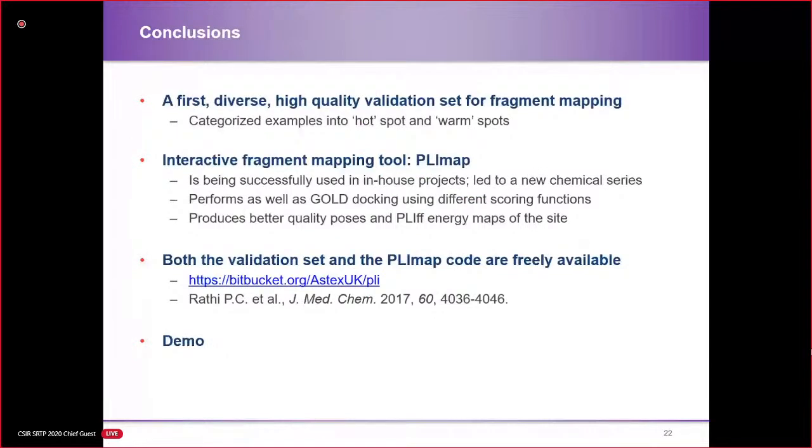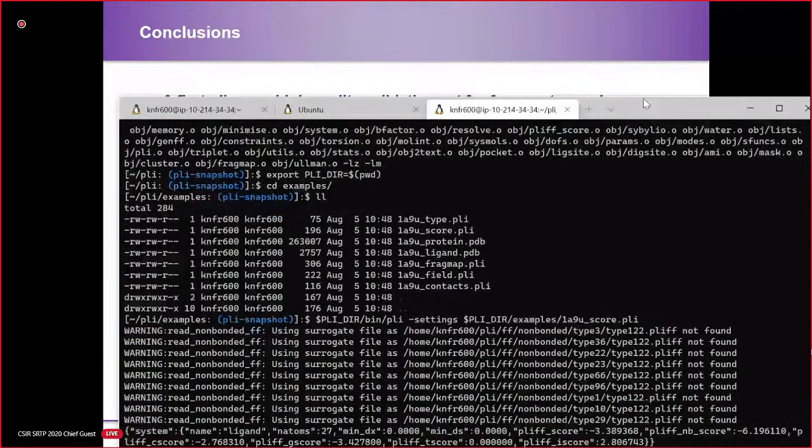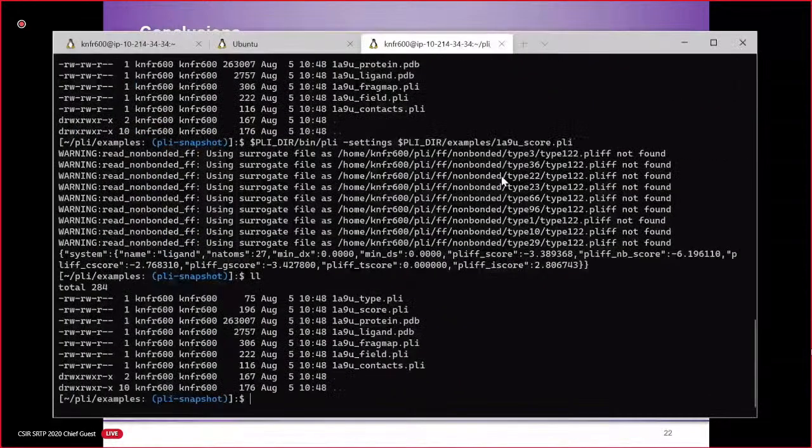So I'll give you a quick demo using the same software, basically. You can run this using the same PLI tools that we have built. The fragment mapping example. So this is a simple.